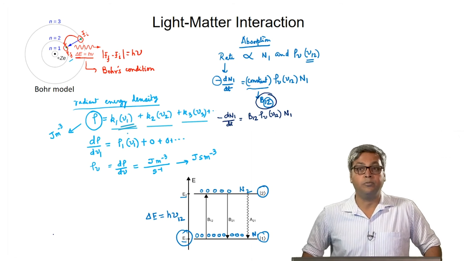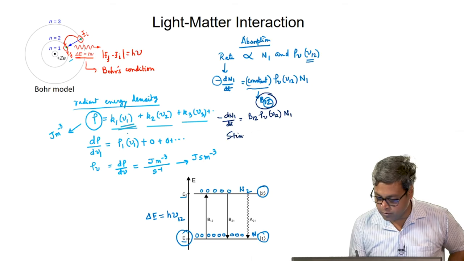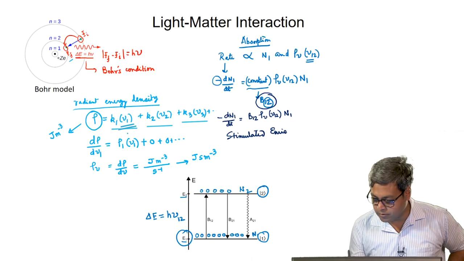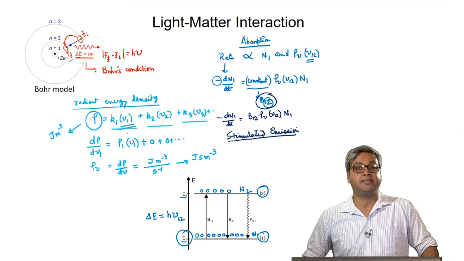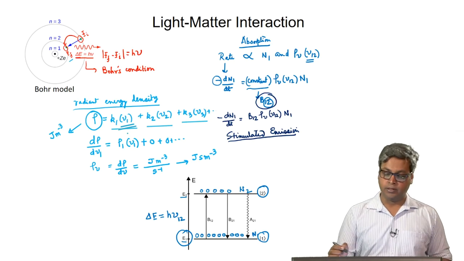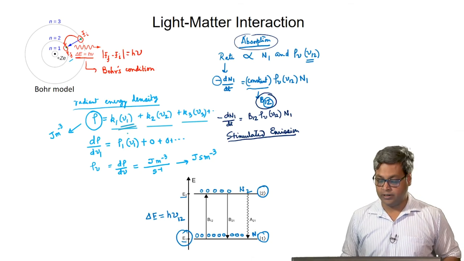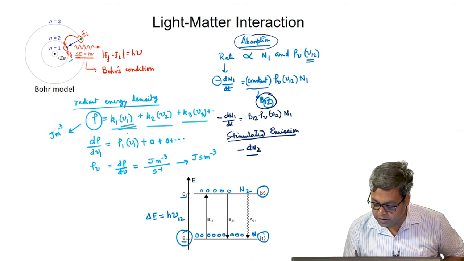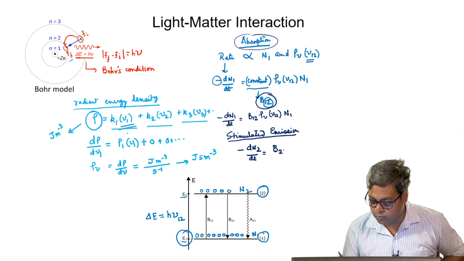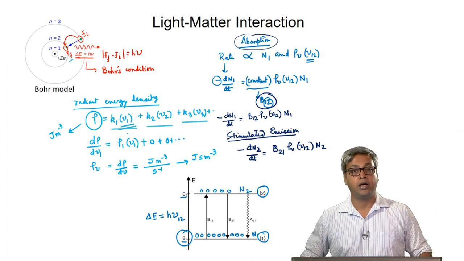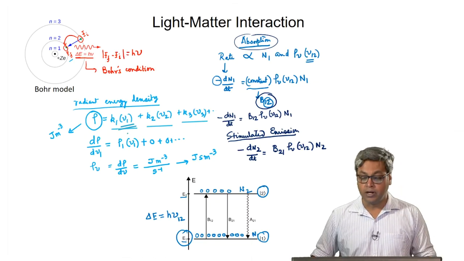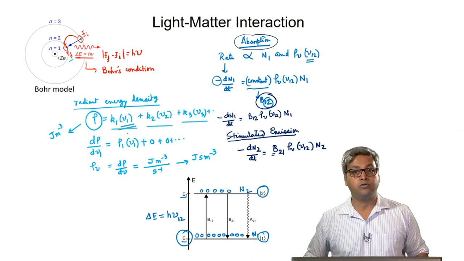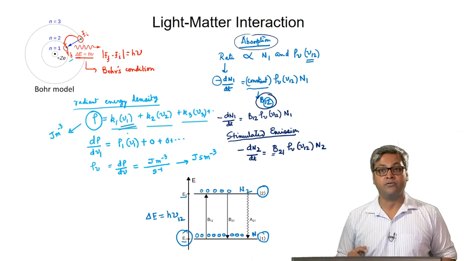Now, let us consider the case of stimulated emission. Because there are N2 number of molecules initially in the excited state, and following the formalism of this absorption process, we can write minus dN2 dt equals B21 rho nu, nu12 N2. As both absorption and stimulated emission are stimulated by light, Einstein used a similar constant, which is B, but he wrote B21 because now the transition is from 2 to 1.